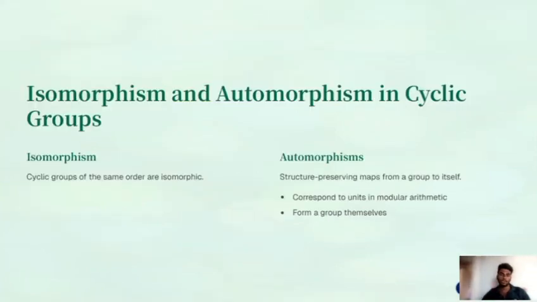Next, isomorphism and automorphism in cyclic groups. First, cyclic groups of the same order are isomorphic. Automorphisms are structure-preserving maps from a group to itself, corresponding to units in modular arithmetic, and they form a group themselves. These are the two main ideas in cyclic groups.